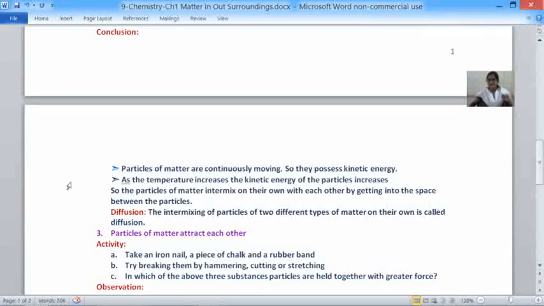Now, what happens here is that when we light the incense stick, the temperature is increasing. As a result, as the temperature is increasing, the kinetic energy of the particles is increasing. So what happens? The speed with which the particles are moving is increasing. As a result, the particles of matter intermix on their own with each other by getting into the space between them. Okay, and this process is known as diffusion. Now we will see the definition of diffusion. The intermixing of particles of two different types of matter on their own is called diffusion.